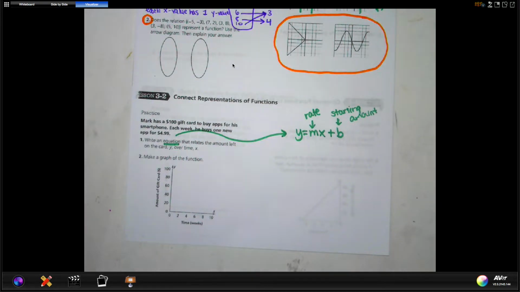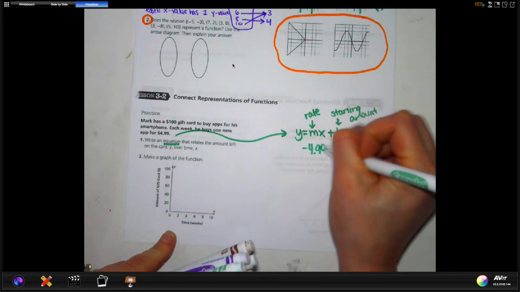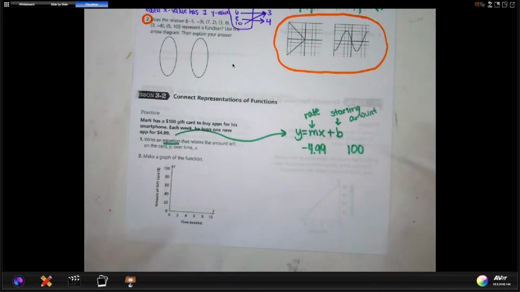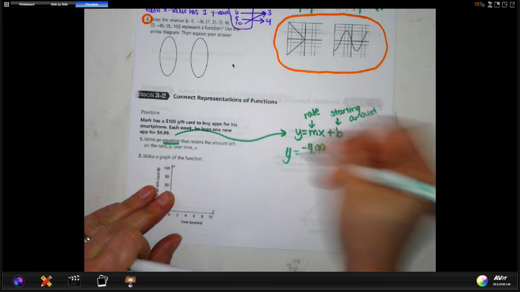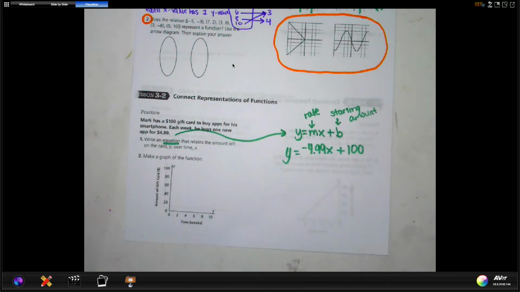Go, Domenico. The $4.99. Is he adding $4.99 to his gift card, or is it coming off his gift card? Coming off. There. So we have to subtract it. So negative $4.99 really is our rate. That's our m. Which means what has to be our b, our starting value? Go, Emma. 100. Yeah, our b has to be 100. That's how much is on the gift card. And then we bring down everything else. We bring down y equals, we put an x on that and a plus in there, and that's the answer to number 1. There's the equation.